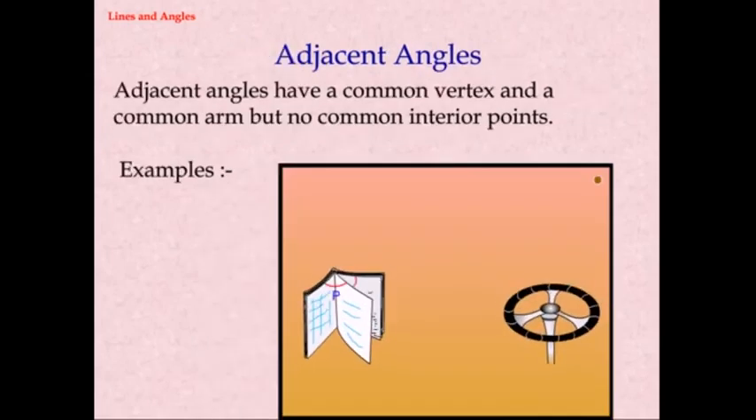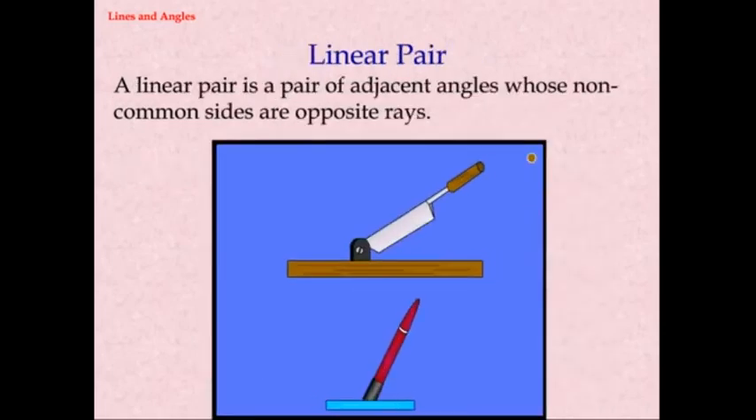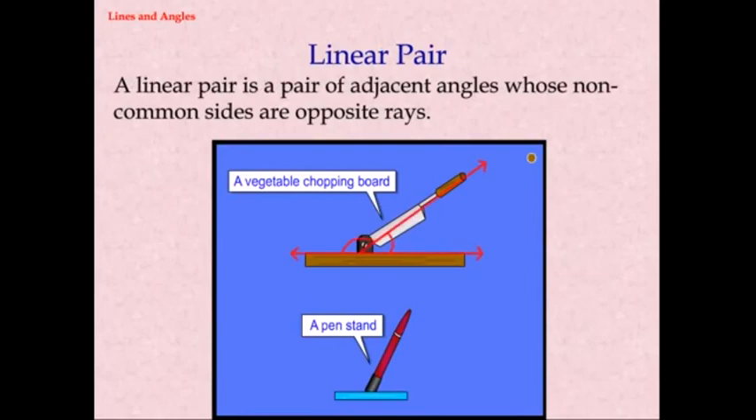Adjacent angles. Adjacent angles have a common vertex and a common arm but no common interior points. Examples are as shown below. Linear pair. A linear pair is a pair of adjacent angles whose non-common sides are opposite rays.